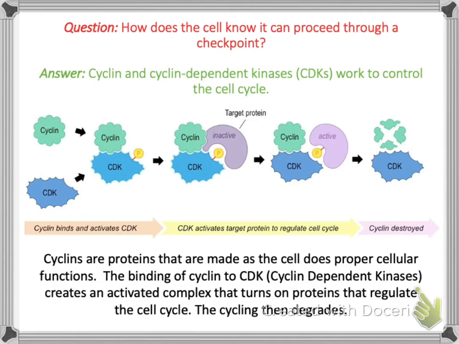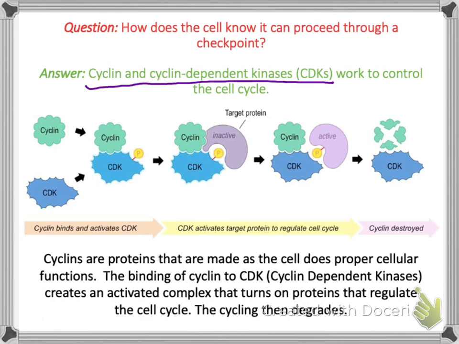So we learned about the checkpoints. We learned about some of the consequences if checkpoints aren't met. But how does a cell exactly know that it's meeting the checkpoint requirements? How does it know if it can actually go through a checkpoint? Well, the answer is some chemicals. These are internal signals, and they are cyclin and cyclin-dependent kinases, also called CDKs, and they control the cell cycle.